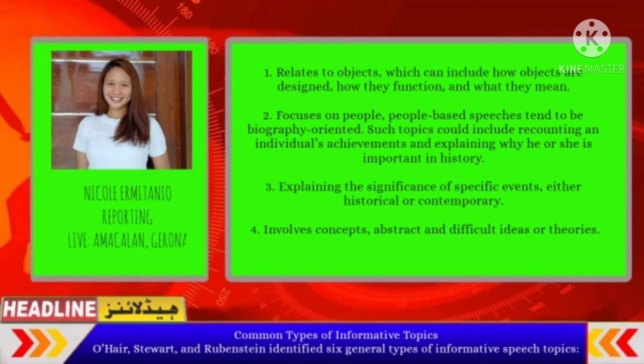The first type of informative speech relates to objects, which can include how objects are designed, how they function, and what they mean. For example, a student of one of our co-authors gave a speech on the design of corsets, using a mannequin to demonstrate how corsets were placed on women and the amount of force necessary to raise one up.